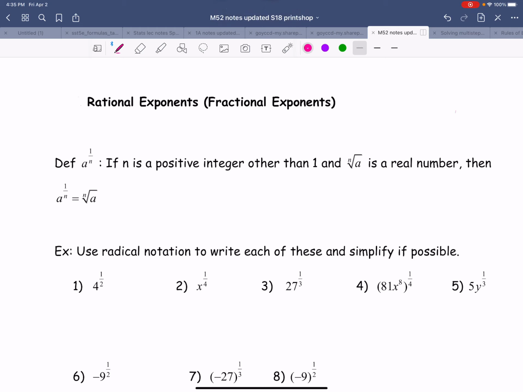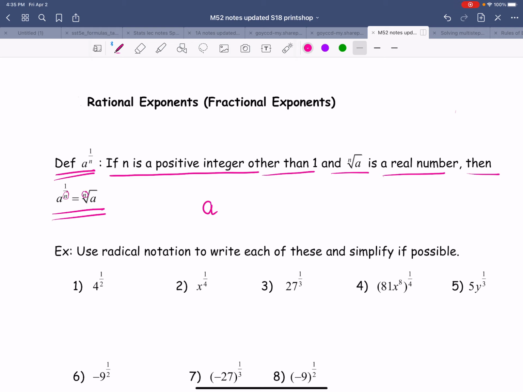In this video, we are going to focus on rational exponents or fractional exponents, where the exponent is a fraction. So, the definition of a to the power 1 over n: if n is a positive integer other than 1 and the nth root of a is a real number, then we can express a to the power 1 over n as a radical.